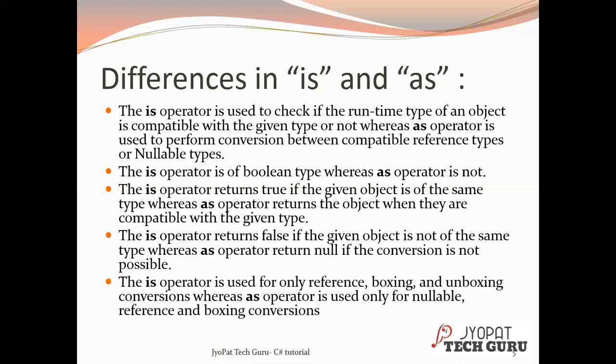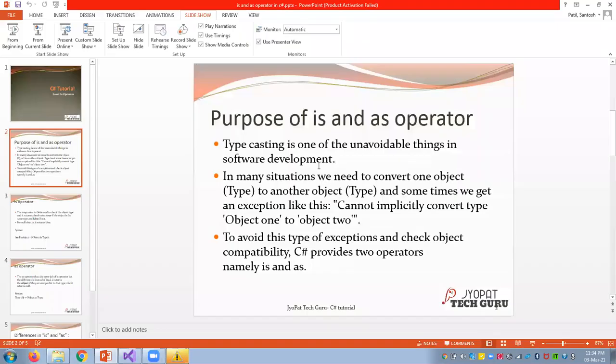The is operator is used for only reference, boxing and unboxing conversions. But as per this, as operator is used only for nullable, reference and boxing conversions. These are the main differences. Hope this video has given you an idea regarding is and as operator. We have seen the purpose, definition, syntax with a practical example.